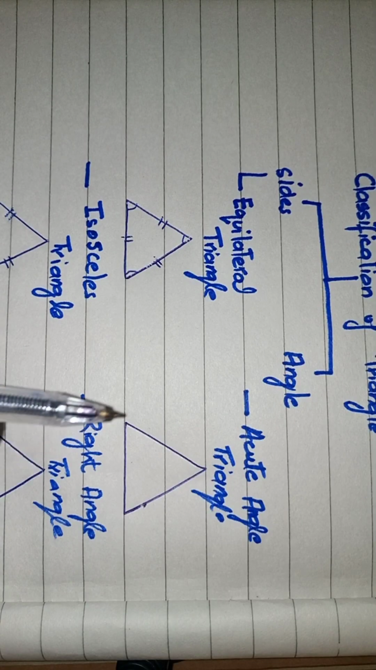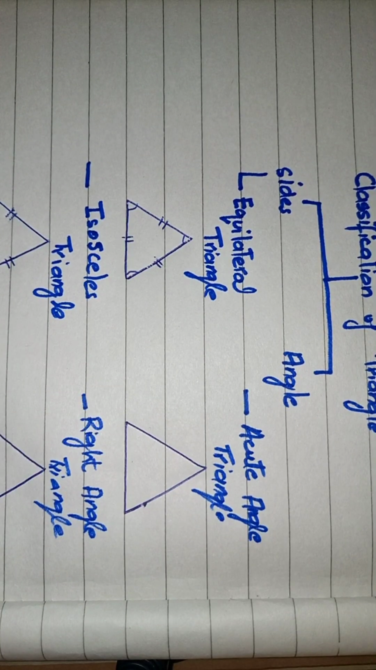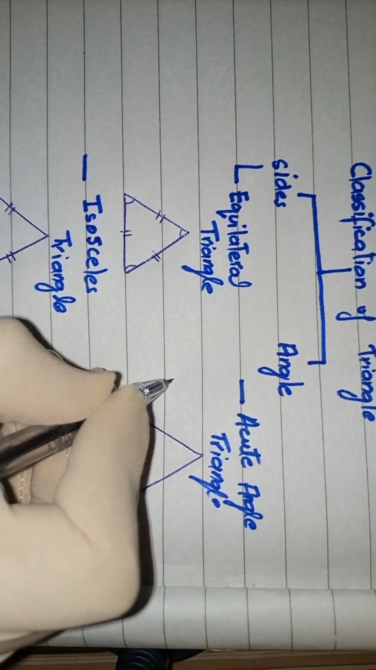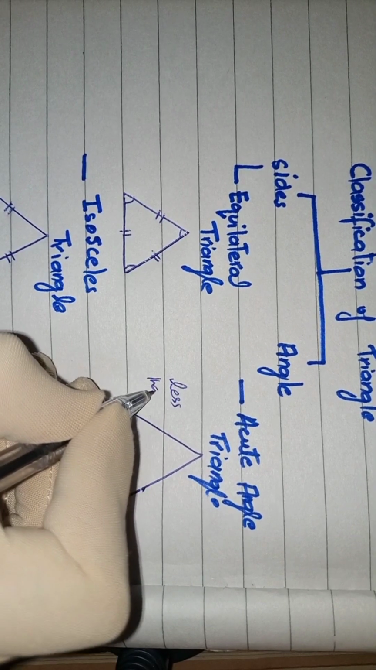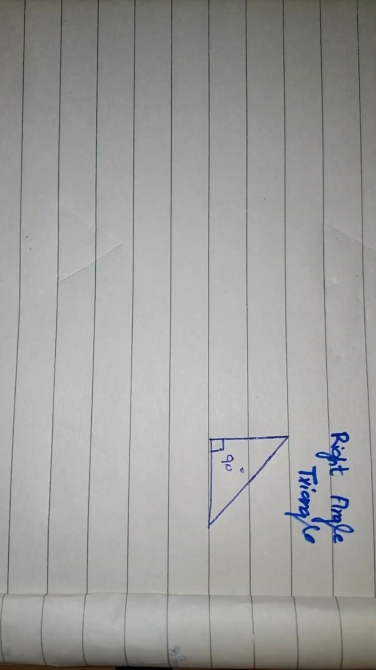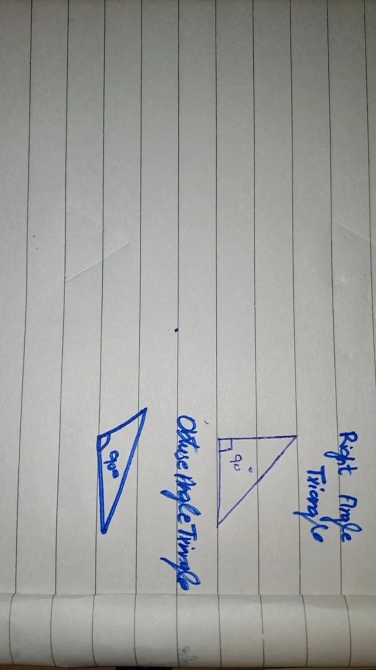Now the classification on the basis of the angles. First of all, what is an acute angle triangle? An acute angle triangle is a triangle in which all angles are less than 90 degrees. This is called the acute angle triangle. A right angle triangle is a triangle in which one angle is equal to 90 degrees. An obtuse angle triangle is a triangle in which one angle is greater than 90 degrees.